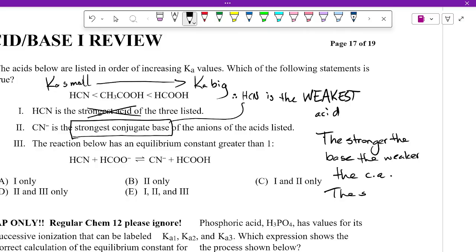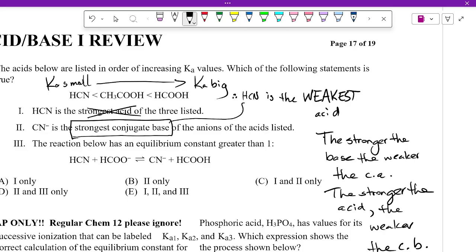Stronger the acid, the weaker the conjugate base. CA, conjugate acid, CB, conjugate base. Okay.